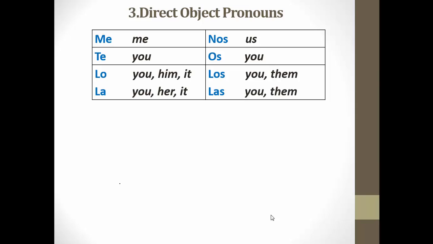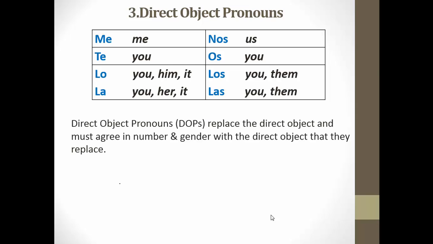For you, him, or it, this would be the masculine singular form. It would be lo. In Spanish, the feminine singular form for you, her, or it would be la. For us, it would be nos. And for you or them, this would be the masculine plural, los. And las if it's feminine plural. Me, te, lo, la, nos, los, las.